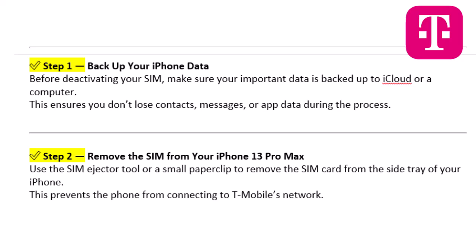Step 2. Remove the SIM from your iPhone. Use the SIM ejector tool or a small paper clip to remove the SIM card from the side tray of your iPhone. This prevents the phone from connecting to T-Mobile's network.